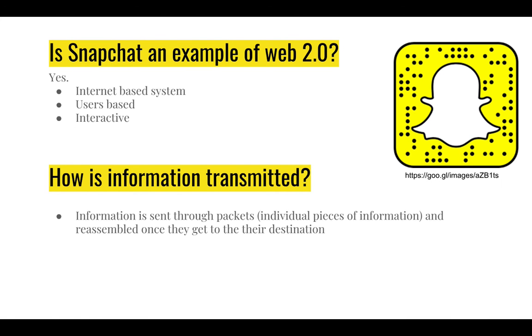Snapchat is in fact an example of Web 2.0. This is because it is a user internet-based system that is made for its users. Its interactive element can also classify it as an example of Web 2.0. In Snapchat, the information is sent the same way that all information is transmitted on the internet, through packets. Information is created by the user and is broken down into tiny bits that are then sent across the internet and reassembled once they get to their designated destination.